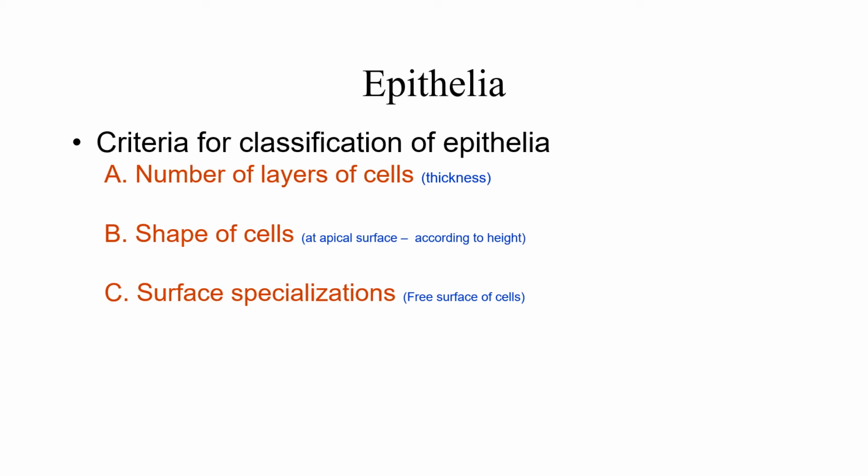What is the criteria for classification of epithelia? Because the epithelia are formed by cells of different shapes with surface specializations in some cells. So, taking these three criteria, they can be classified into different types. What are the three criteria? Number of layers of cells, which indicates the thickness of the epithelium. Shape of cells, according to their height. Then at the free surface of the cells, it shows specializations. So, surface specializations is another criteria.